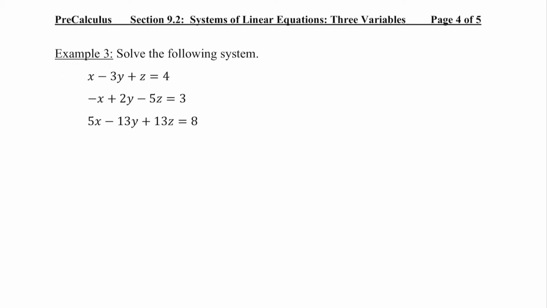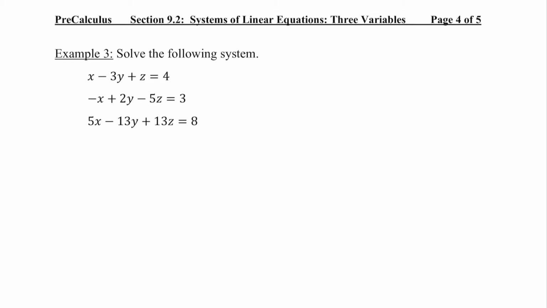Example 3. Solve the following system. I have x minus 3y plus z equals 4. Negative x plus 2y minus 5z equals 3. 5x minus 13y plus 13z equals 8. I have 3 equations and 3 unknowns, and I'm looking for x, y, and z.